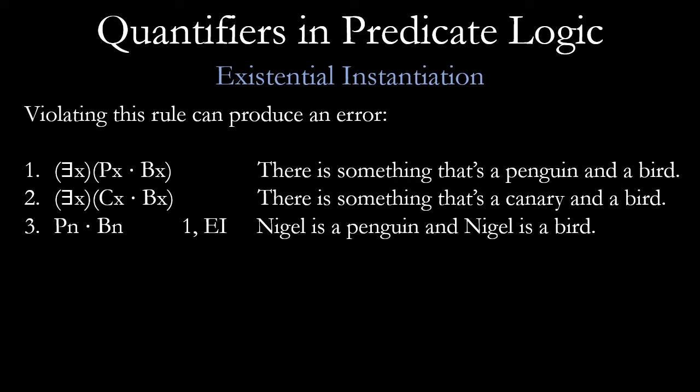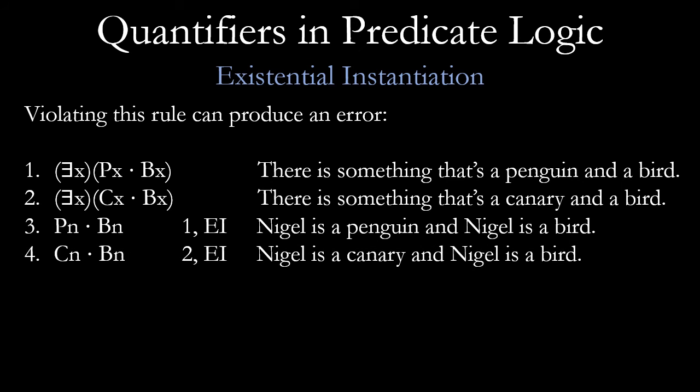And we know that we can do this because if there exists something that's a penguin and a bird, well, we can label that. We can name it. This penguin, which is also a bird, let's call it Nigel. Right? Okay, now let's say we take the second line and we instantiate it. We say Nigel is a canary and Nigel is a bird.